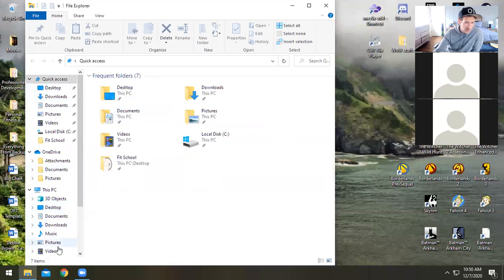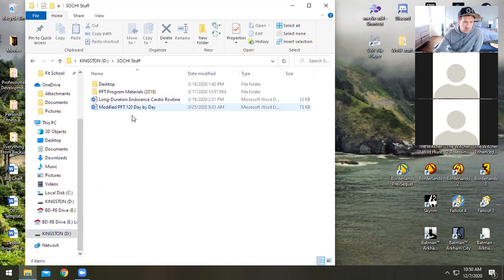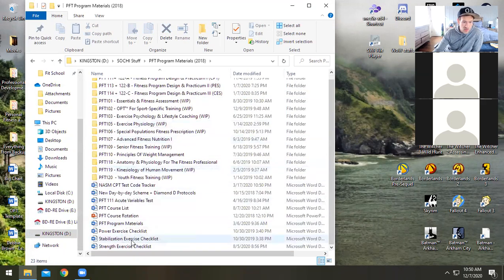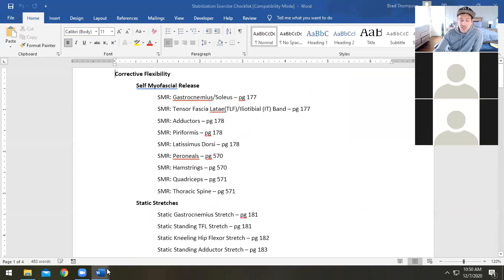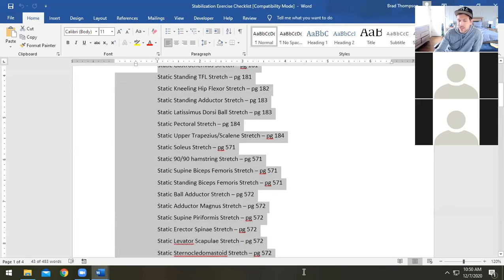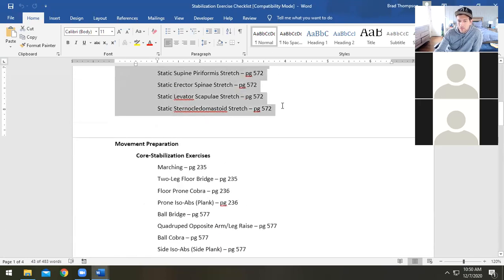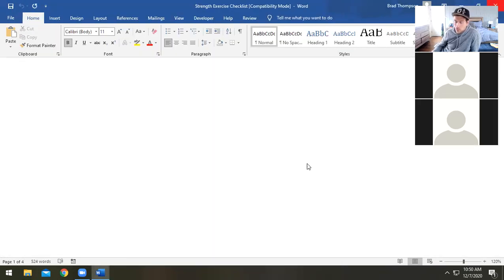Where did I keep this? So here's the strength checklist. Here's the stabilization checklist, and here's the power checklist. Each of these lists, I'm just going to go to the stabilization one. It has what pages the techniques that fall into that category are. So here's all the SMR exercises in the book, and then here's every single stretch that's listed in your regular textbook. And then there's a sports performance one that I'm going to get you guys as well.